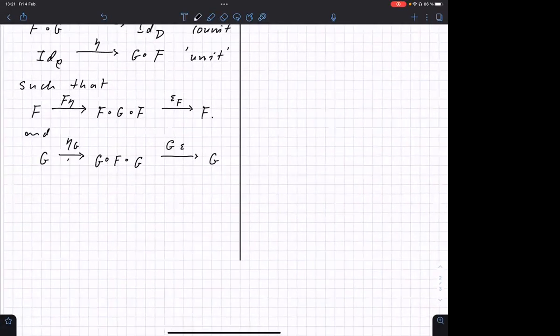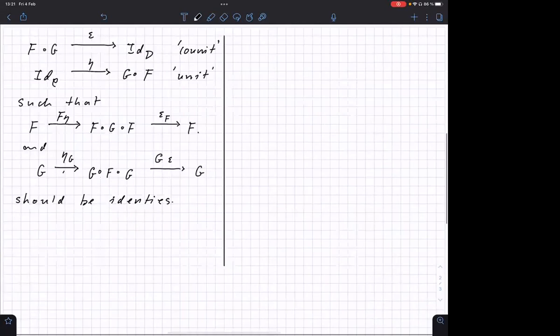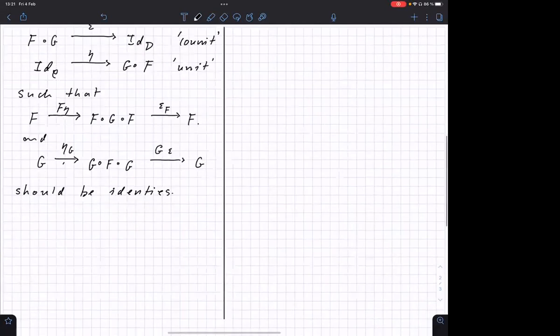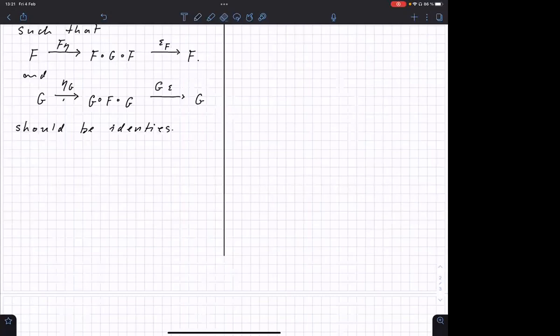So these composites should be identities. And we verified this in our example above. So let me give a few more examples to see what this means. The first example I'll give is very similar, but it's a kind of linearized version. It's a very important example, especially in homological algebra.